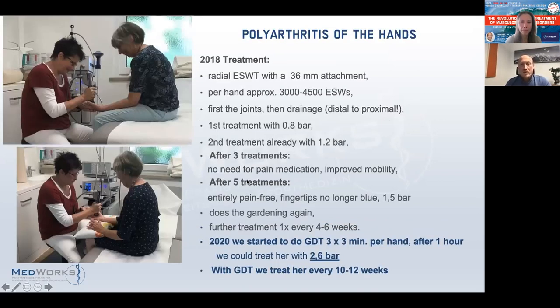And the last one is nearly the same, and I keep it short. The same bad hands, I would say. The possibility to get higher than 1.5 bar was never there. The patient was very, very happy with this 1.5 bar because it meant 4 weeks, maybe 6 weeks of pain-free. Now we have 2.6 bar with the GTD, and we are also at 10 to 12 weeks.